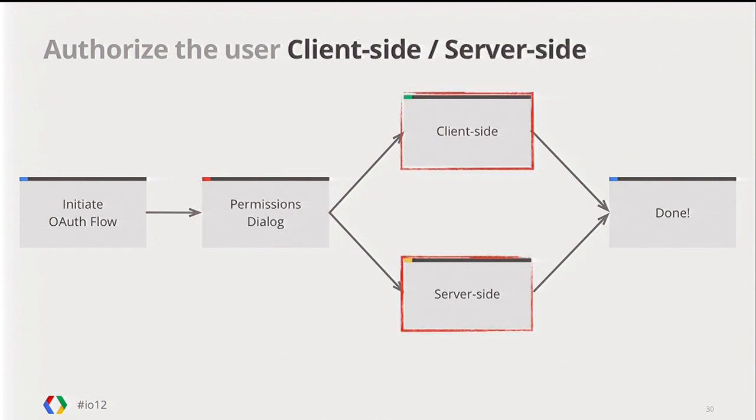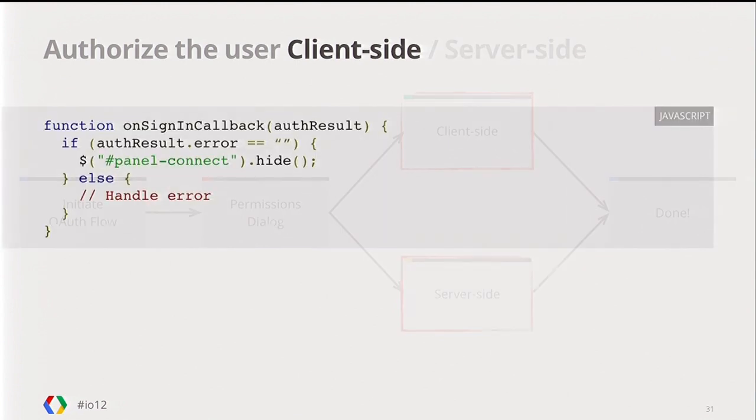And now we've got client-side and server-side flows. Let's start with the client-side. It's really easy. The client-side flow will give you an access token that'll last for 60 minutes. It's non-renewable, so you cannot refresh this token. So you have access to the user to write moments while the user's on your website.